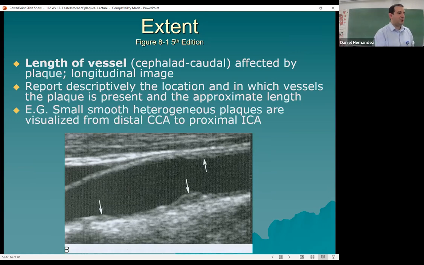This will help us determine exactly what location that plaque is in. Does it extend to other vessels? If it's in the bifurcation, does it go from the bulb into the CCA, or into the ICA or ECA? It also helps to get good characteristics: is it smooth, or does it look more ulcerated? It also helps us get a good idea of heterogeneity. Is it homogeneous or heterogeneous?